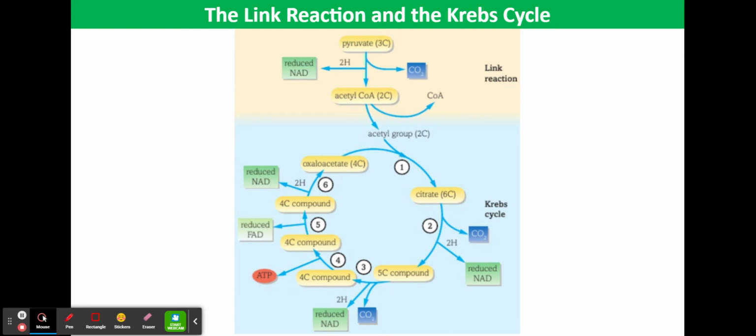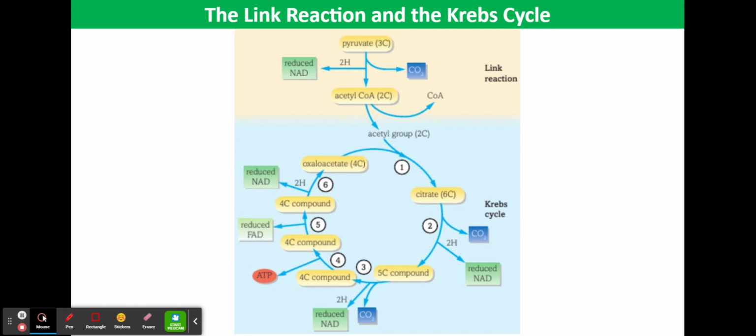I'm going to go through the Krebs cycle step by step. First of all, starting from number 1. So the acetyl group, released from coenzyme A, so acetyl-CoA, combines with a 4-carbon compound called oxaloacetate to form a 6-carbon compound called citrate. Number 2. Citrate is decarboxylated and dehydrogenated, producing a 5-carbon compound, 1 molecule of carbon dioxide, as well as 1 molecule of reduced NAD.